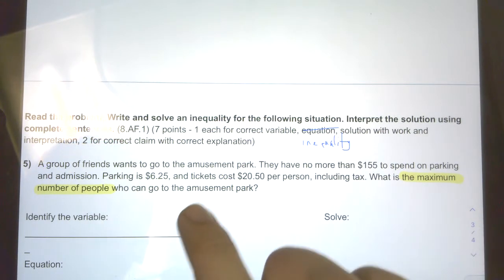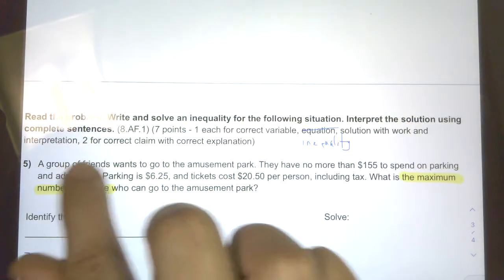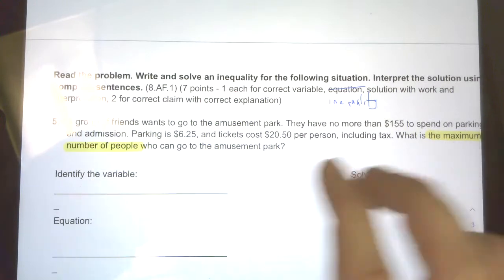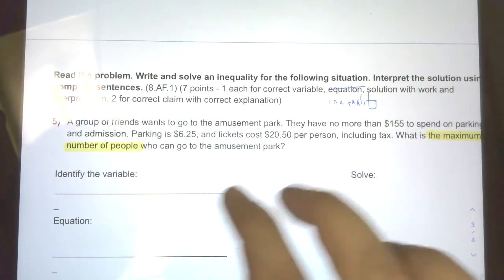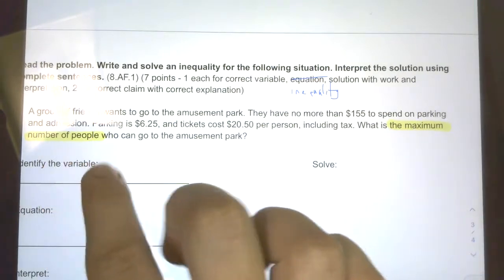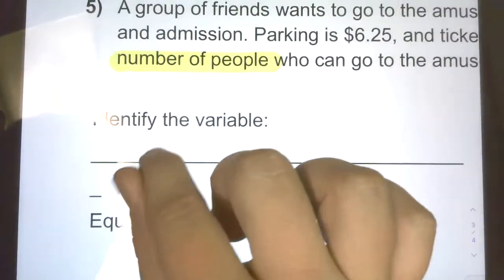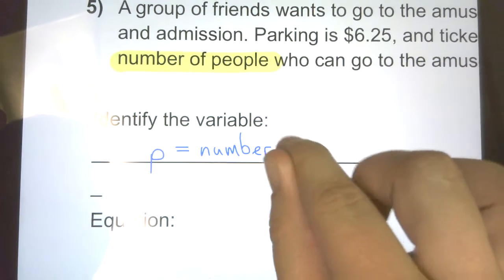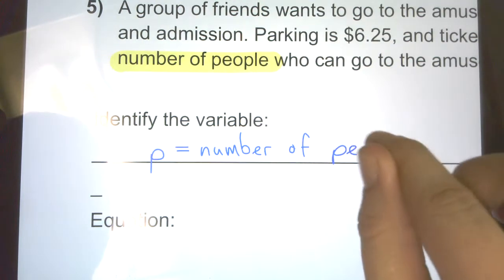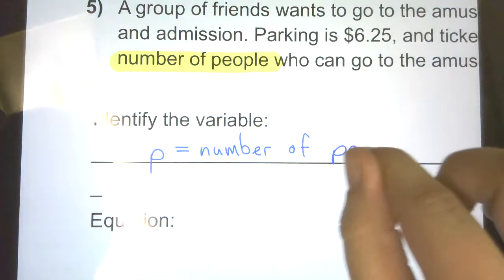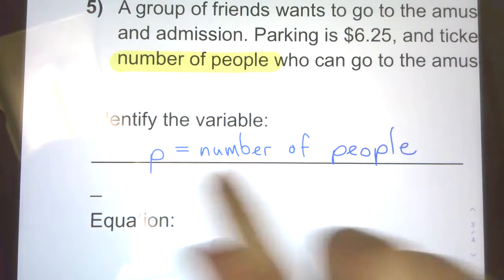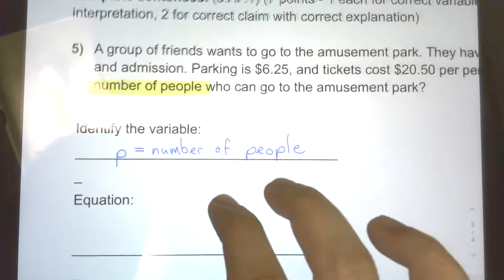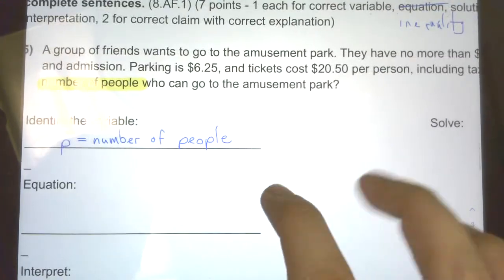So maximum number of people, that's one thing. I'm just going to put, and it says friends. I think I addressed this as friends. So you can put friends, you could put people, but basically you need to tell me something like that. Since this says maximum number of people, I'll just use that. So we're looking for P equals number of people. Okay, keep it simple. Number of people, number of friends, just so that you let me know what it really means, okay?